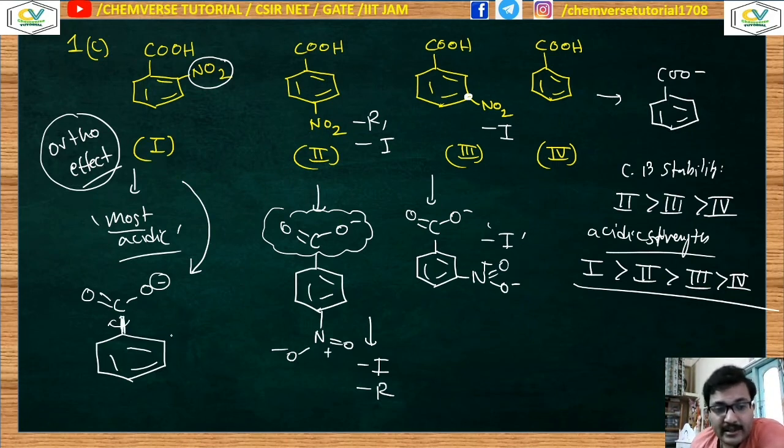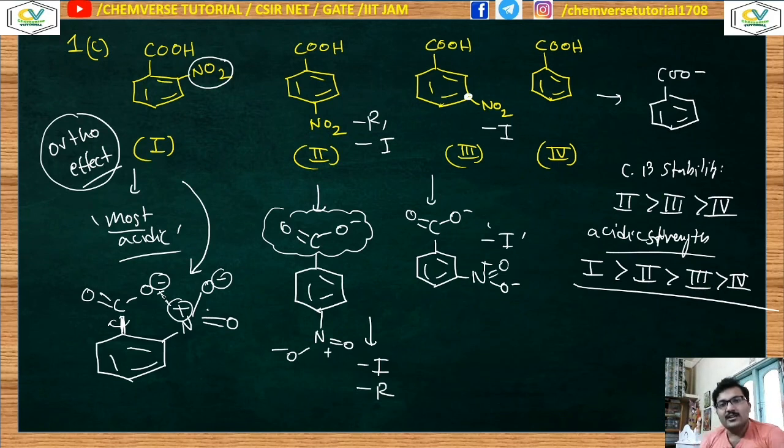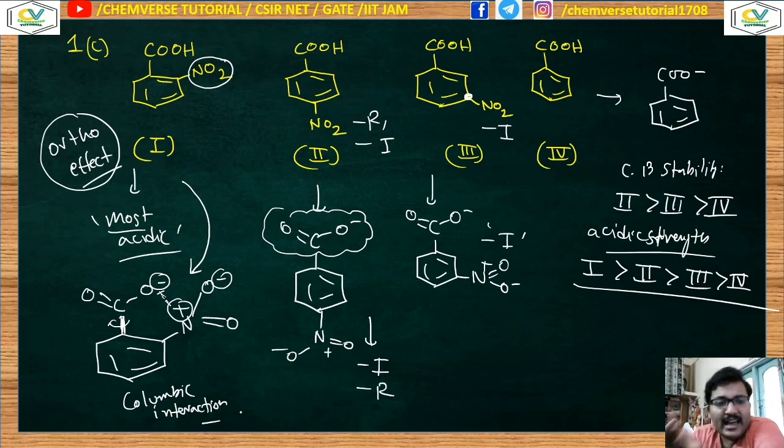But that's not my point. The point is what kind of effect can operate over here. Negative charge, double bond to positive charge. Now look at this: this negative charge and positive charge are close to each other, so there will be some amount of electrostatic force of attraction. As two opposite charges are close to each other, Coulombic interaction operates here. Coulombic interaction gives stability to the conjugate base. So that is another factor which is stabilizing the conjugate base, and that is why it is more acidic.